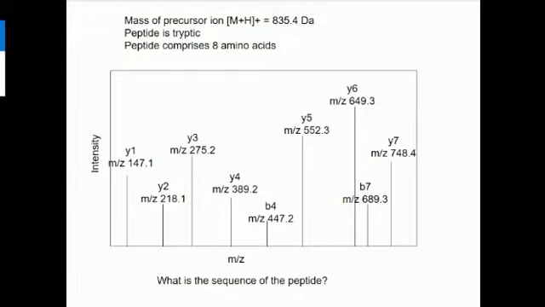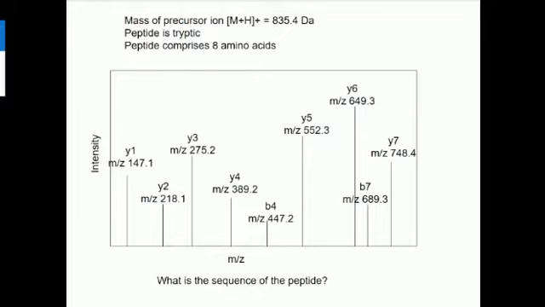Okay, right, I'll go through it. I've had various comments. We know that the peptide comprises 8 amino acids, and we know that the peptide is tryptic. What that tells us is that the C-terminal residue must be lysine or arginine, because that's where trypsin cleaves. We don't know which one yet, but it must be one of those.